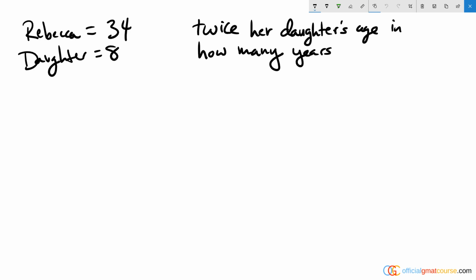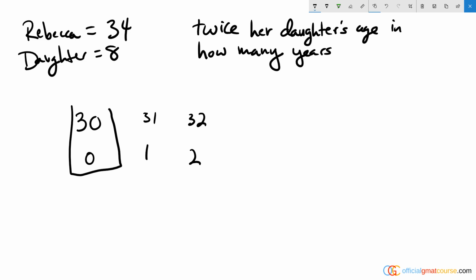So for example, let's pretend that your mother had you when she was 30 years old. So when your mother was 30, you were 0. Now, when your mother was 31, you were 1. And when your mother was 32, you would have been 2 years old. At what point will you be exactly half her age? Well, it's going to be the point at which you are as old as your mother was when she had you. Because when you're 30, your mother will be 30 plus 30 is 60.